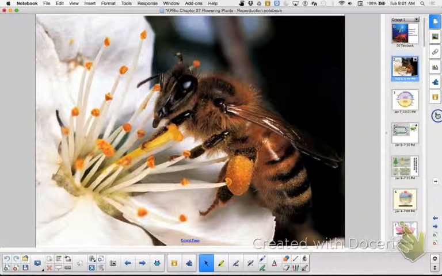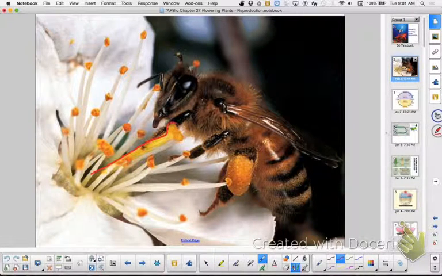Okay, now, looking at this flower, do you know which parts are the male parts and which parts are the female parts? In kindergarten? All right. This part right here, you know what part that is?